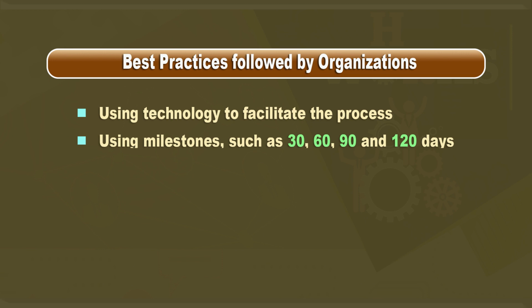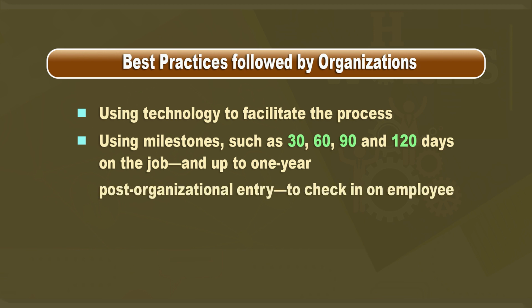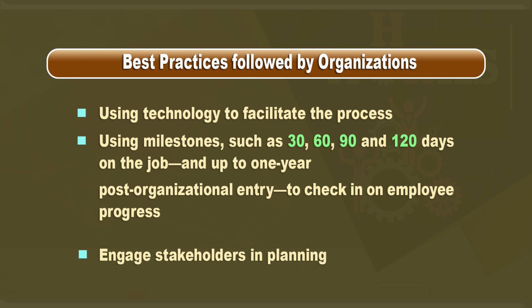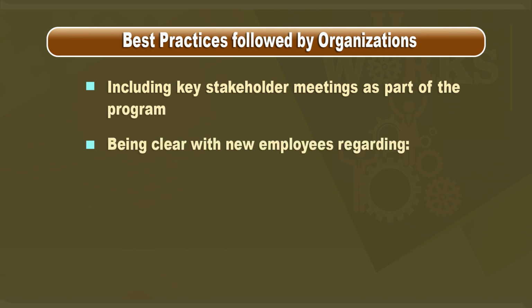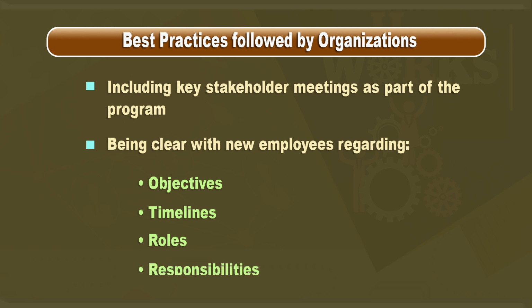facilitate the process, using milestones such as 30, 60, 90 and 120 days on the job and up to 1 year post-organizational entry to check in on employee progress, engaging stakeholders in planning, including key stakeholder meetings as part of the program, being clear with new employees regarding the objectives, timelines, roles, and responsibilities that they are going to handle.